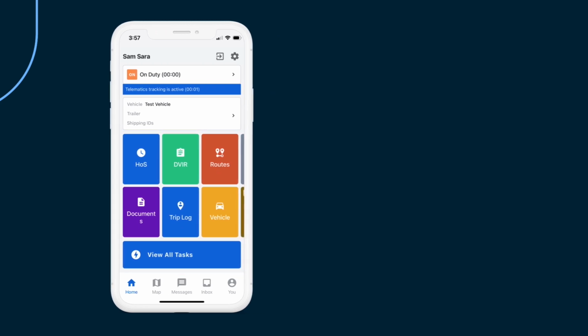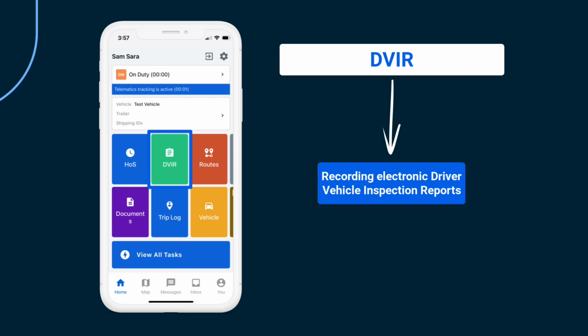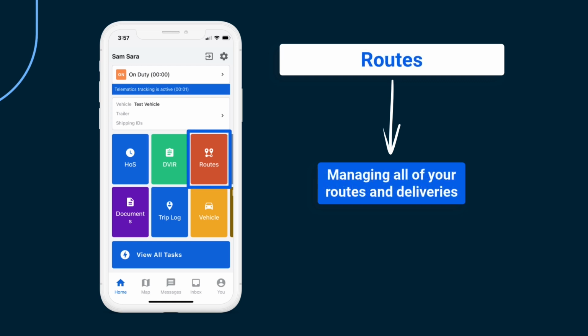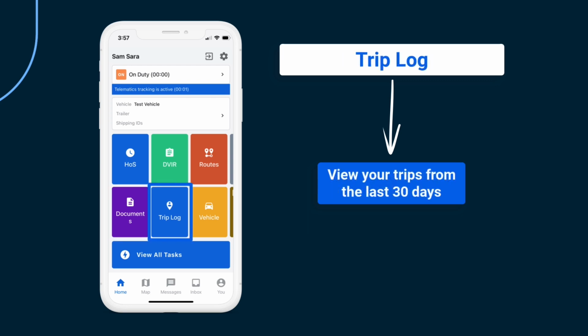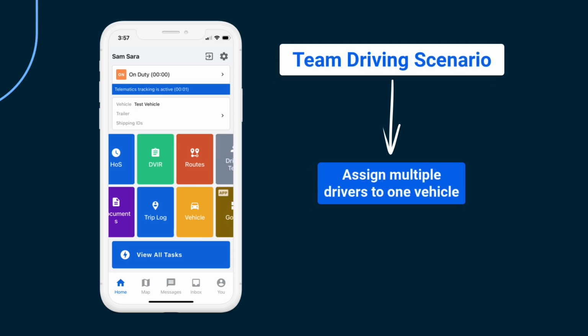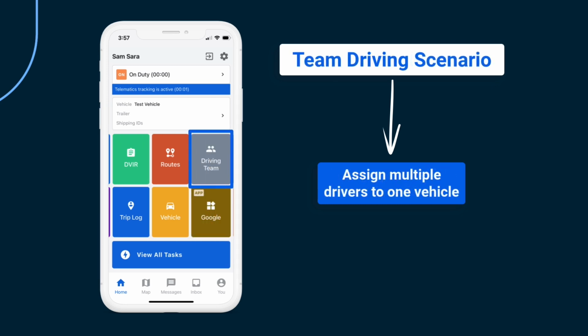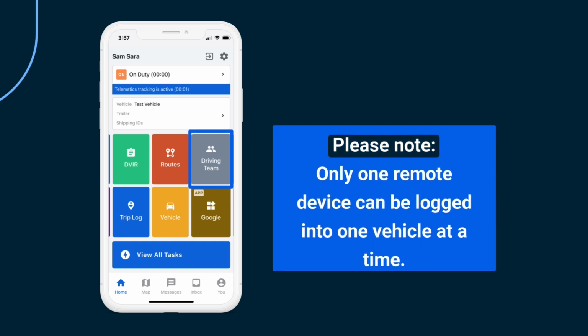These tiles include HOS for managing your hours of service, DVIRs for recording electronic driver vehicle inspection reports, routes for managing all of your routes and deliveries within the app, documents which allow you to record pre-identified forms and send them back to admins, trip log to view trips from the last 30 days, the vehicle icon, which will allow you to change your vehicle mid-shift, and the team driving scenario, which will allow you to assign multiple drivers to one vehicle. As an important note, only one remote device can be logged into one vehicle at a time.